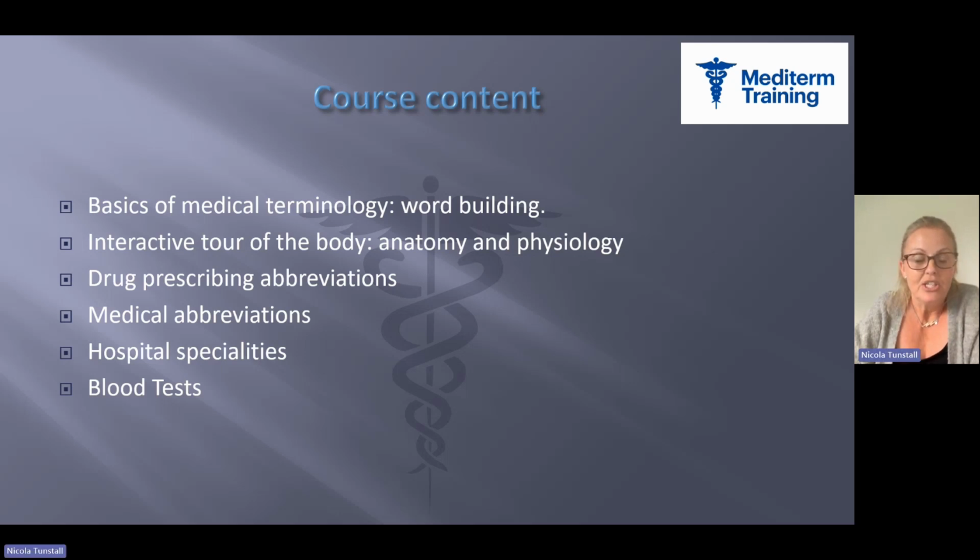We cover hospital specialities, explaining what happens in an endocrinology department, for example. And finally, common blood tests, why they would be requested and what those results might indicate.